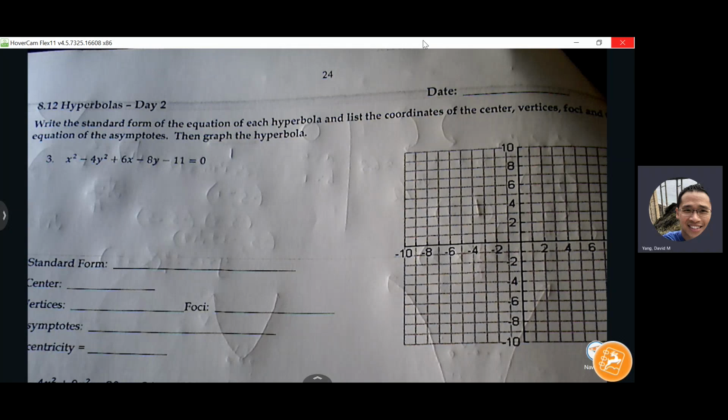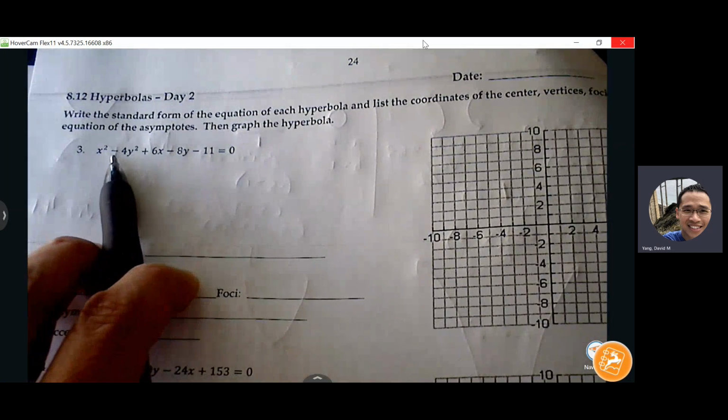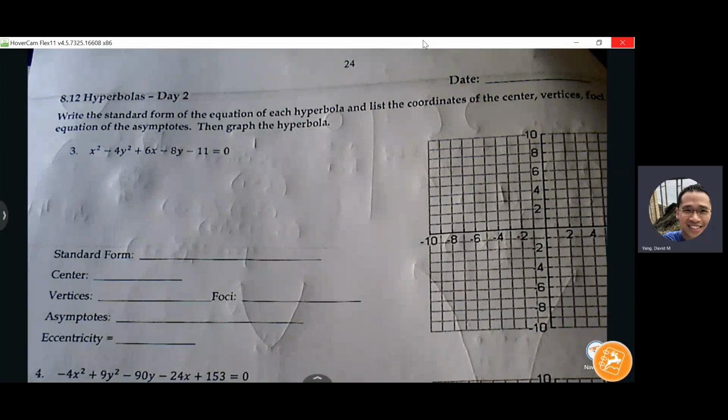Okay, page 24. Okay, so we're going to complete the square, very much like how we did with circles and ellipses. What makes this more difficult is having to keep track of the negative in front of either the x squared or the y squared.